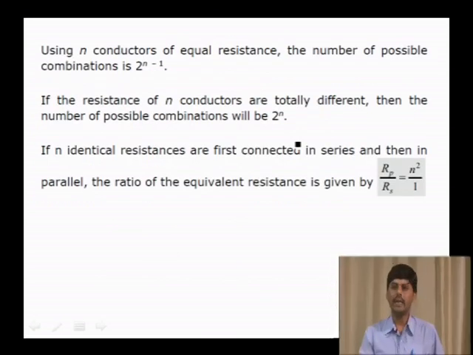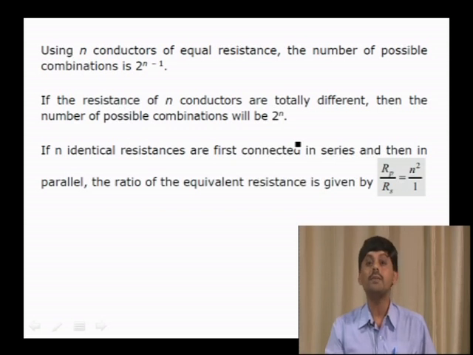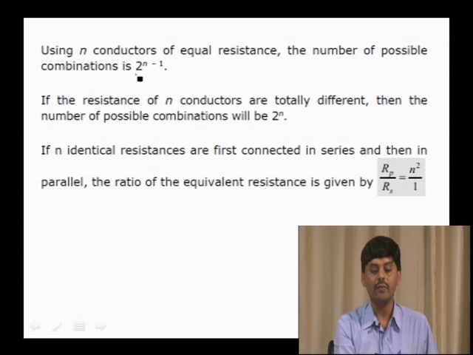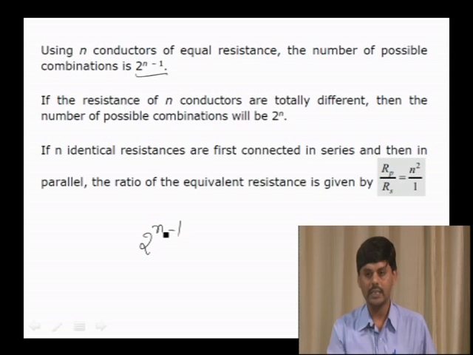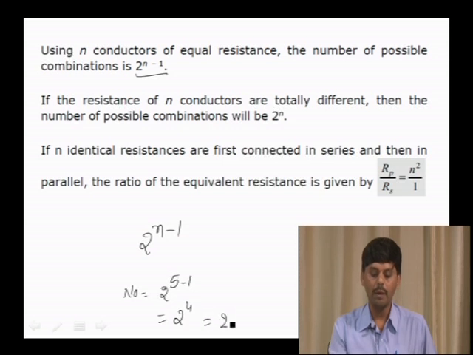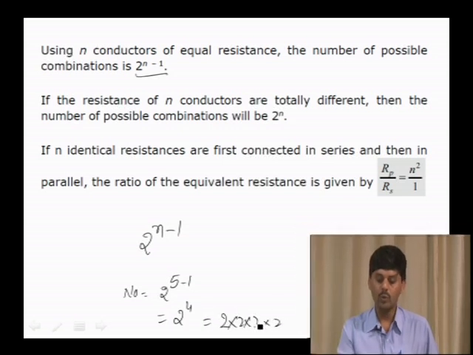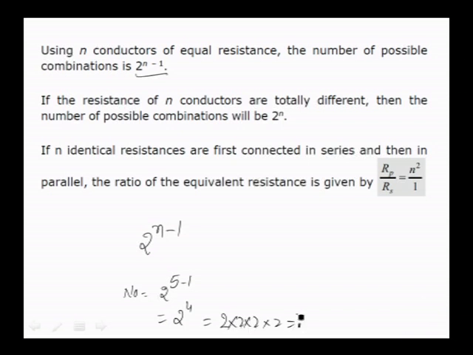Suppose using n conductors of equal resistance, the number of possible combinations is given by the equation 2 power n minus 1, where n is the number of resistors. Say for example, they were given 5 resistors of equal values. How many series, parallel combinations can you form? The number of combinations is equal to 2 power 5 minus 1, which is 2 power 4, that is 2 into 2 into 2 into 2, which is 16. We can obtain 16 combinations in this way.